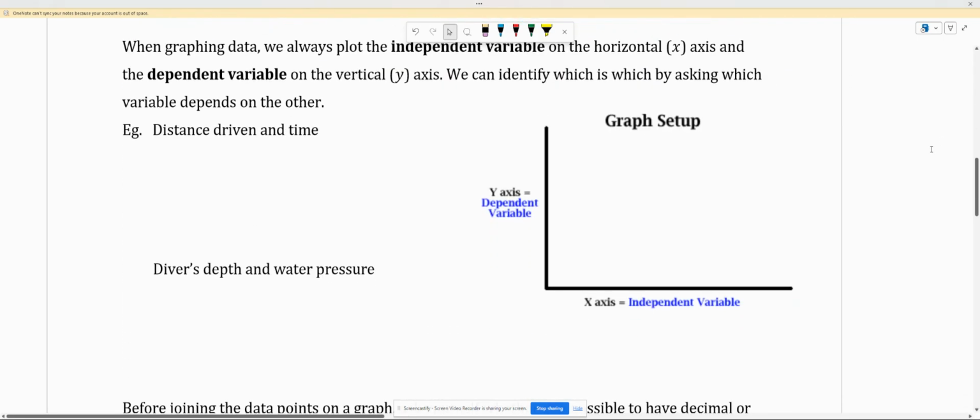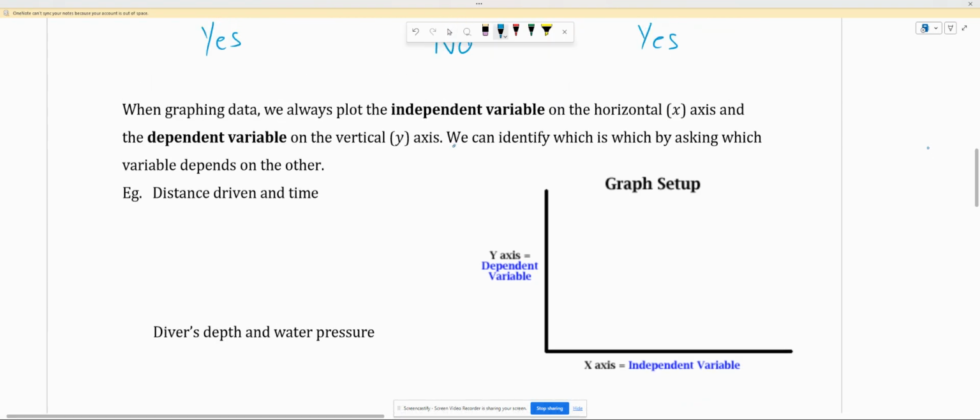Okay, so in graphing data, we always plot what's called the independent variable on the horizontal x-axis. This is labeled right here for you. Always, that's where we plot the independent variable. We'll talk about which one's which in a second when we have context. And the dependent variable is on the vertical y-axis going up and down. We can identify which is which by asking which variable depends on the other. So this idea of dependency is super important.